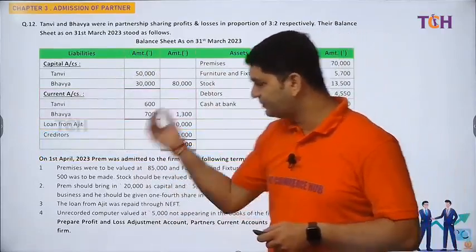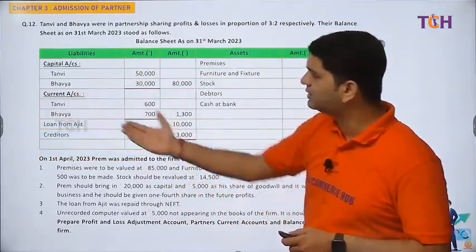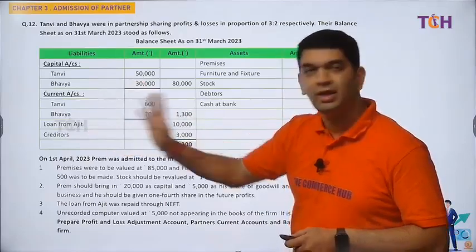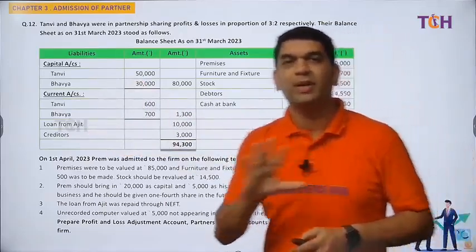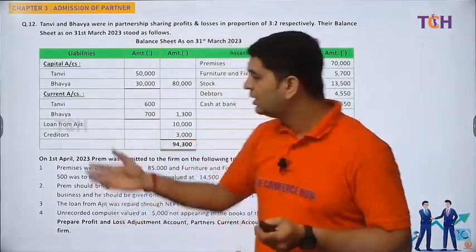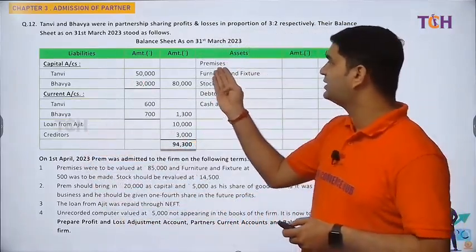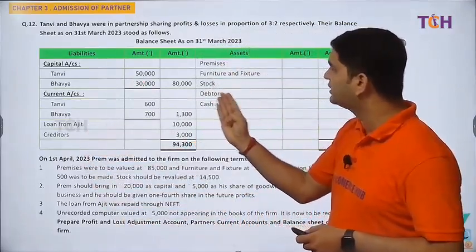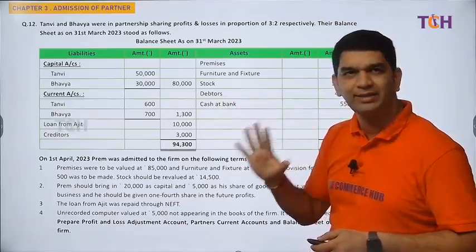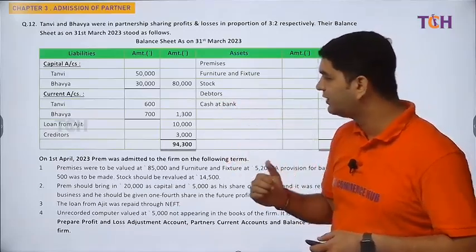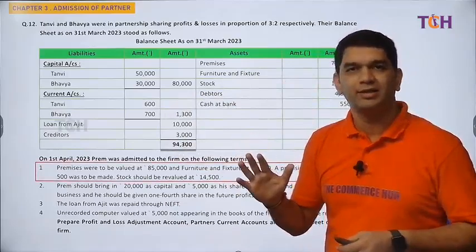Now, as far as the liabilities are concerned, we also have a loan from Ajit. Ajit is not a partner, so this is not a partner's loan, this is an outsider's loan. Then creditors. On the asset side, we have premises, furniture and fixtures, stock, debtors and cash at bank. These are the assets we have, amounts are given. Now, we'll go for adjustments.